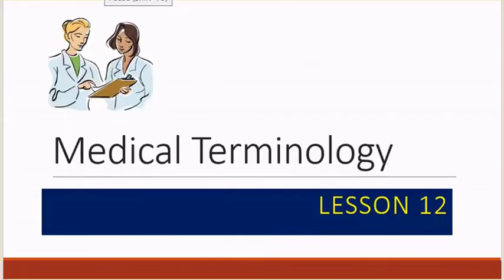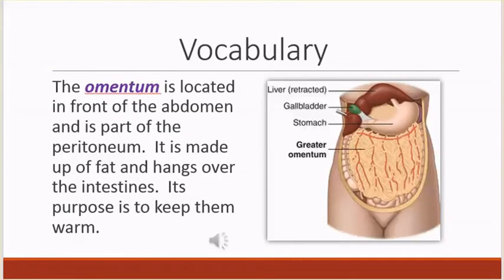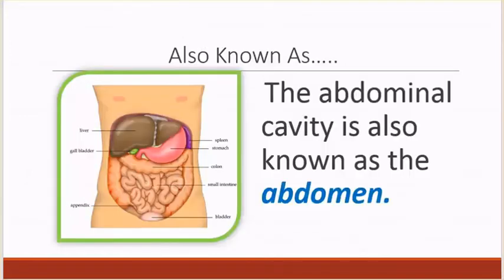Medical terminology, Lesson 12. The omentum is located in front of the abdomen and is part of the peritoneum. It is made up of fat and hangs over the intestines. Its purpose is to keep them warm. The abdominal cavity is also known as the abdomen.